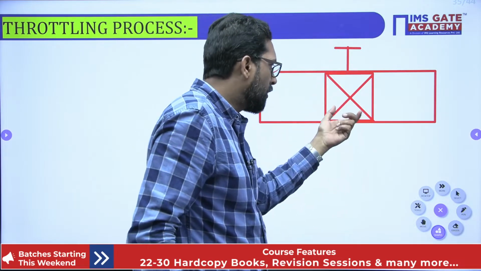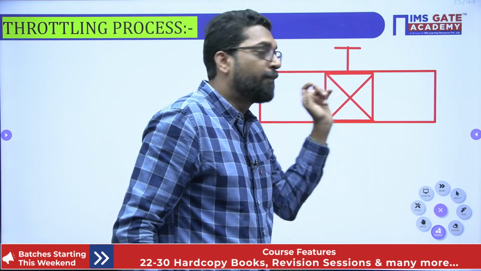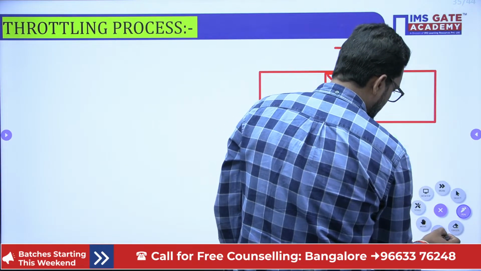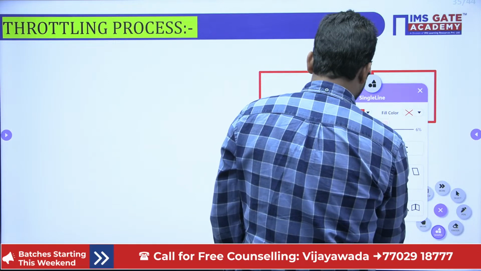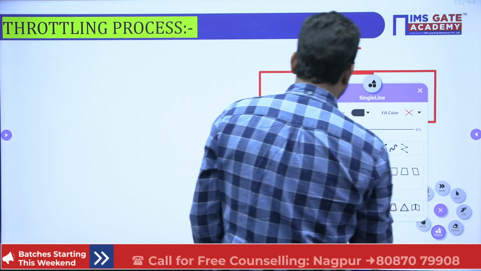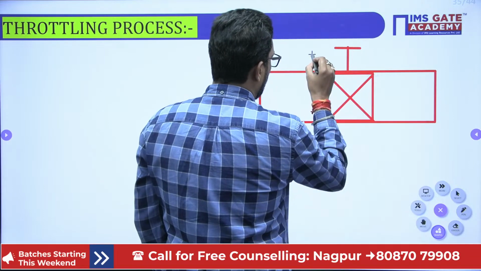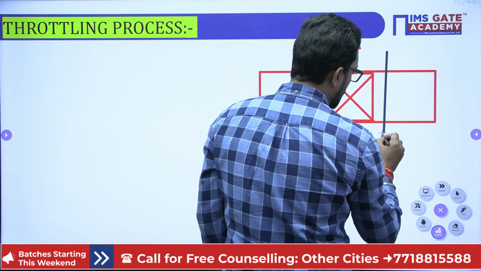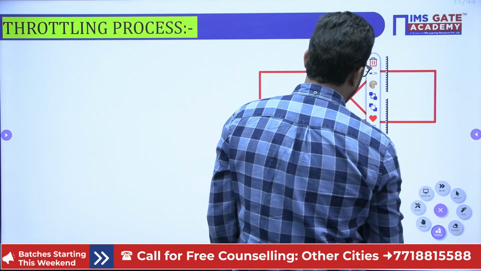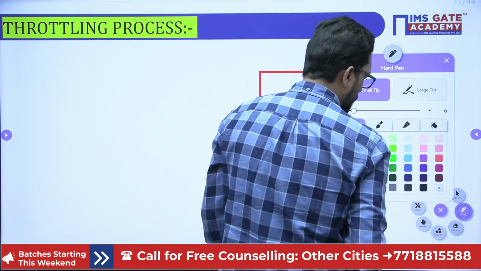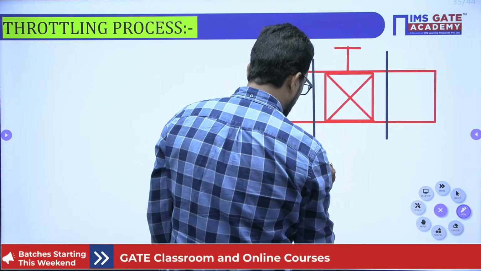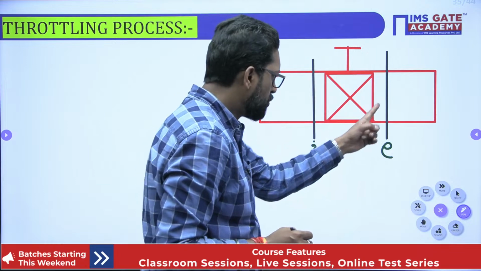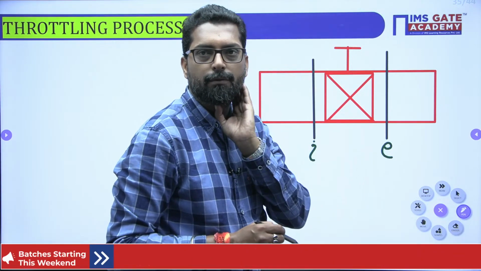If we close the valve, the area of the passage of the fluid changes. Let's suppose this is at inlet. This is the inlet cross section, and this is the exit cross section, exit of the throttling and inlet of the throttling. And this is your control volume.